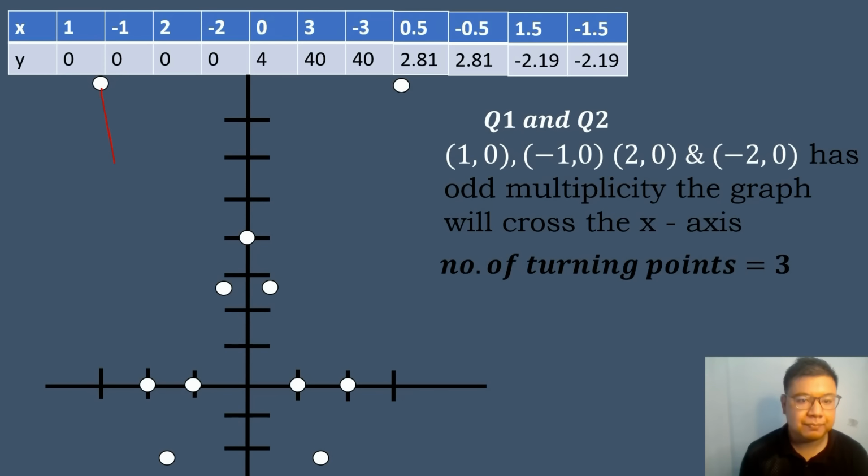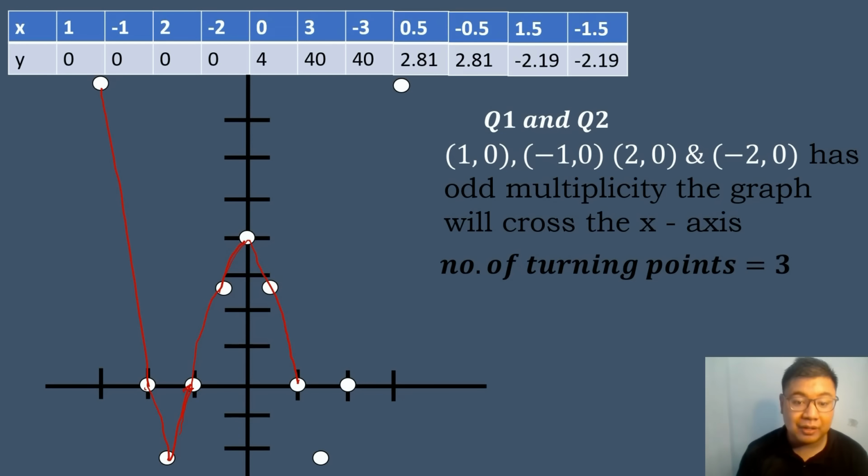So we will connect the points. So this is an x-intercept. The multiplicity of (negative 2, 0) is odd, so therefore it will cross the x-axis, going to the next point. And then after that, this one will bend, going upward, going to the next point, which also has odd multiplicity. So therefore, this will cross the x-axis going to the next point, and then going to our y-intercept, and then going downward, and then going to the next x-intercept, which is (1, 0), and it has odd multiplicity.